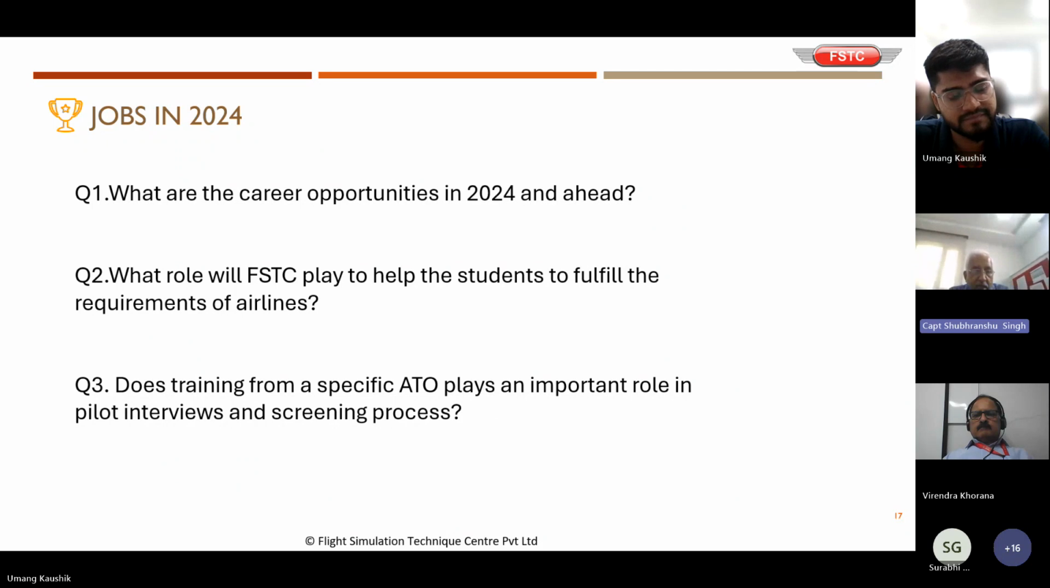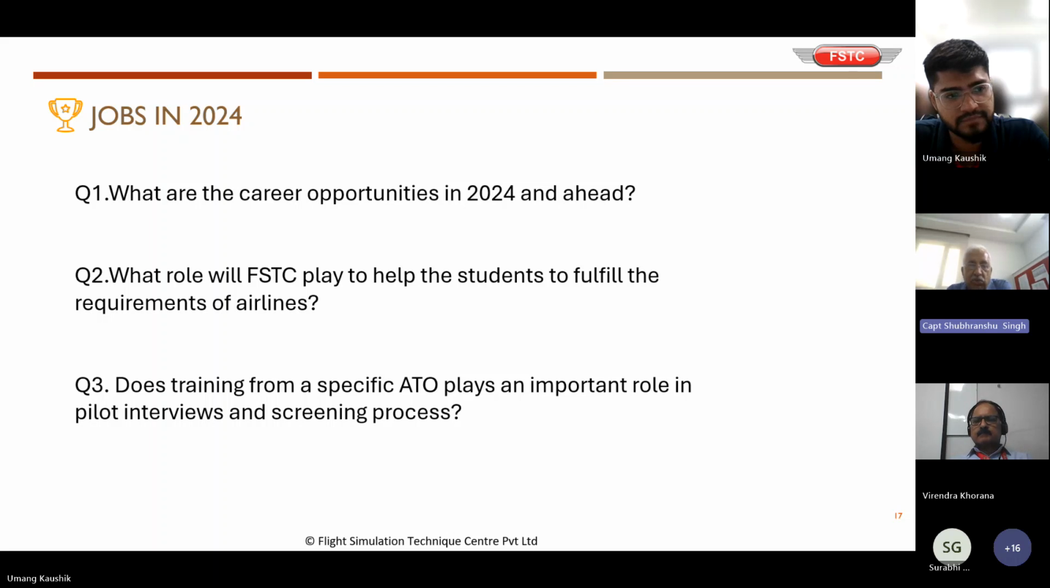So there is where FSTC comes in. We are here, FSTC, to channelize your dream and help it come true. We are the ones here in India who will train you in such a way that it will be a cakewalk for you to get into airlines.